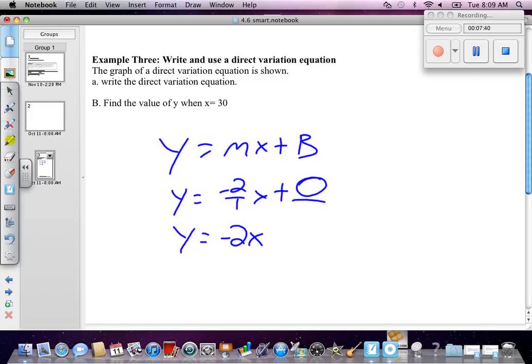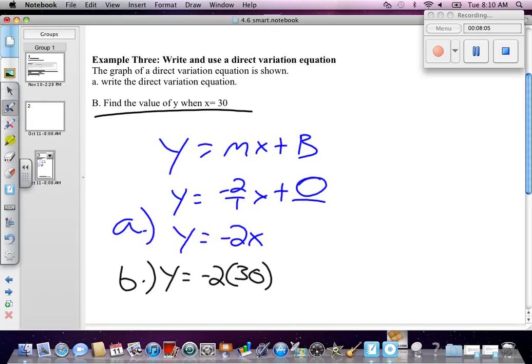Okay, if x is 30, how am I going to find y? What am I going to do for part B? This is part A. For part B, what am I going to do? X equals 30. How am I going to find y? I heard it, we're going to plug in 30. Y equals negative 2 times 30. Negative 2 times 30 gives me y equals negative 60.